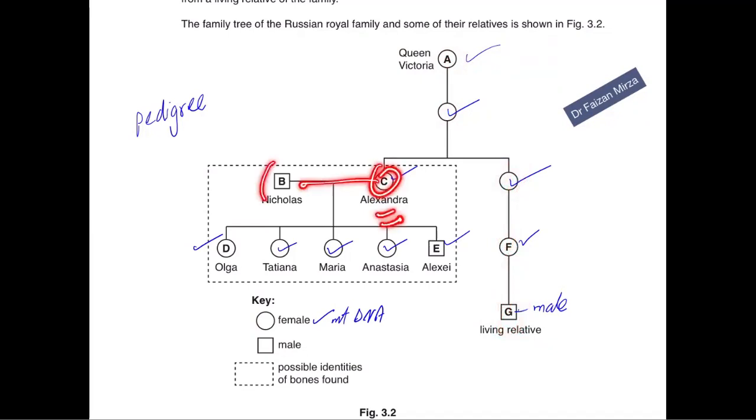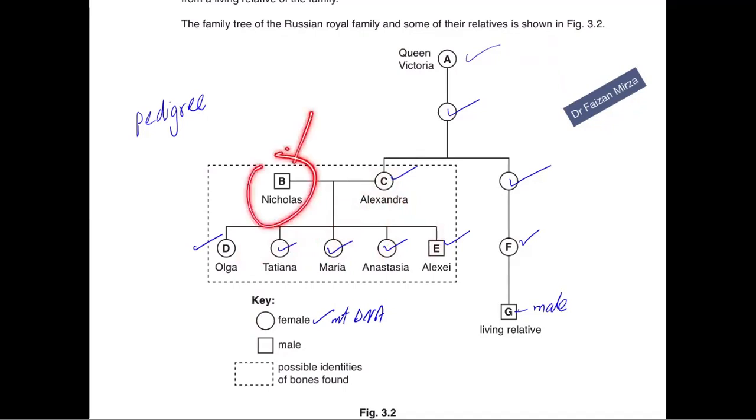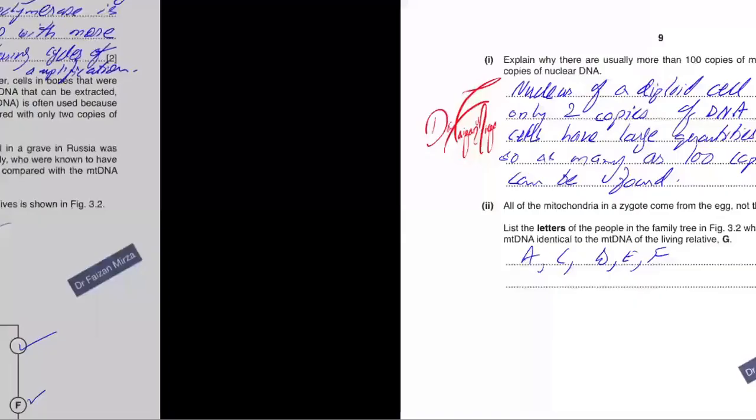Now this person C here gets married to B, and they have these many kids. How many of these will have the same mtDNA as Queen Victoria? All of them. Why? Because they all receive the same mtDNA from the female lineage. So in this particular chart, the person Nicholas B is the only one who will have mtDNA from a separate female line, whereas all others have the same mtDNA because they are all descendants of the same woman.